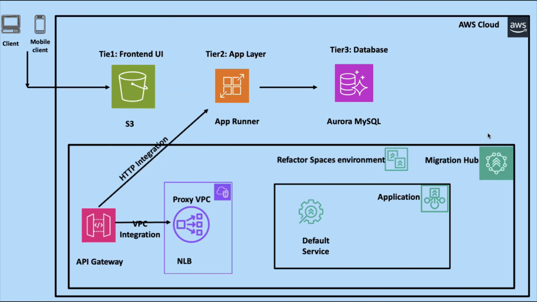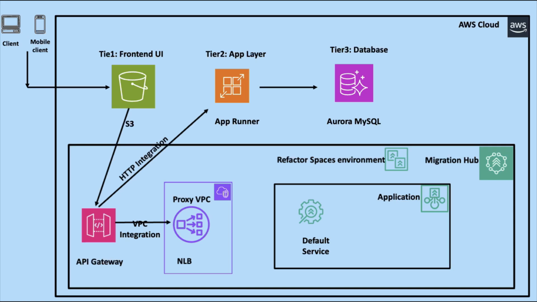Now from S3 we don't need to connect to the App Runner service. Instead we can directly talk to the API gateway. So the flow is like this. Users will make a call to the web page hosted in S3 using the static web hosting feature, and from S3 it will talk to the API gateway. The API gateway will internally route the traffic to the backend, which is the App Runner service.